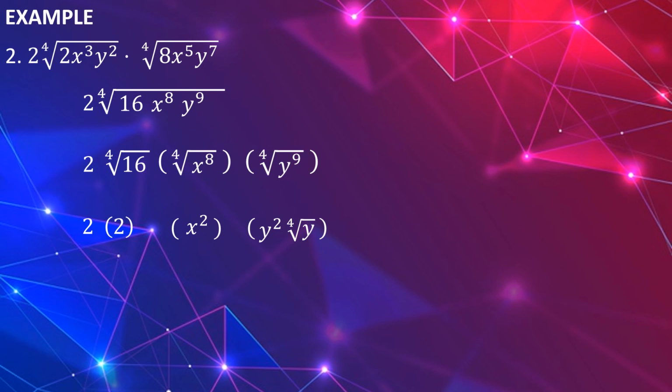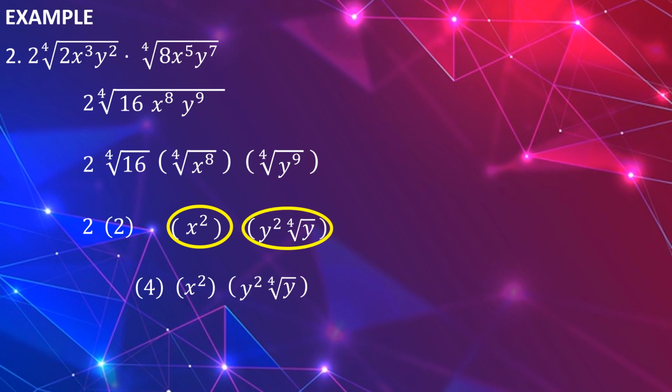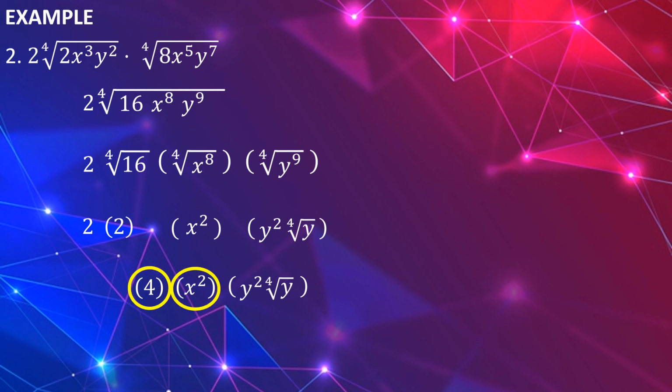We get the product of 2 and 2, and the answer is 4. Times x squared times y squared, fourth root of y. Now we get the product of 4, x squared, and y squared, fourth root of y. And the answer is equal to 4 x squared, y squared, fourth root of y.